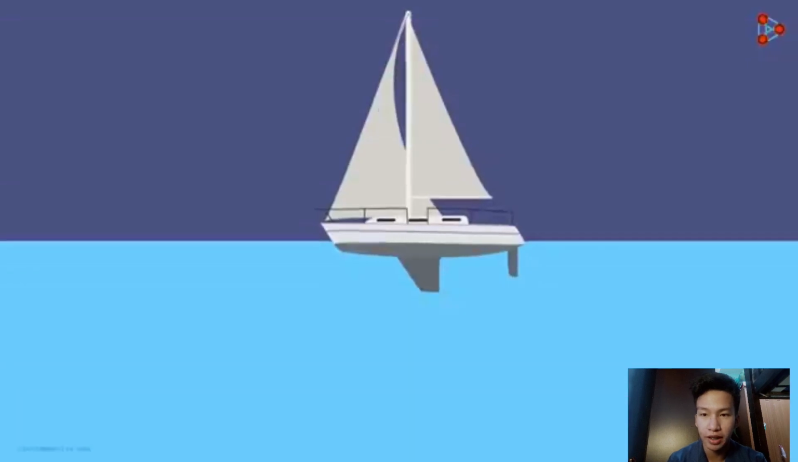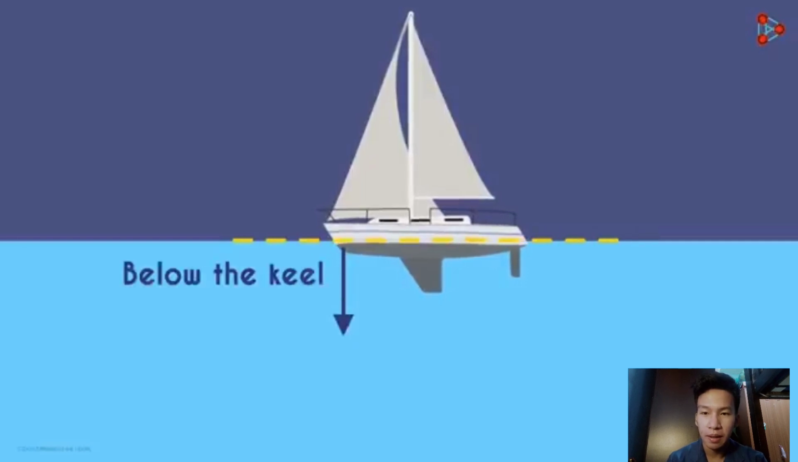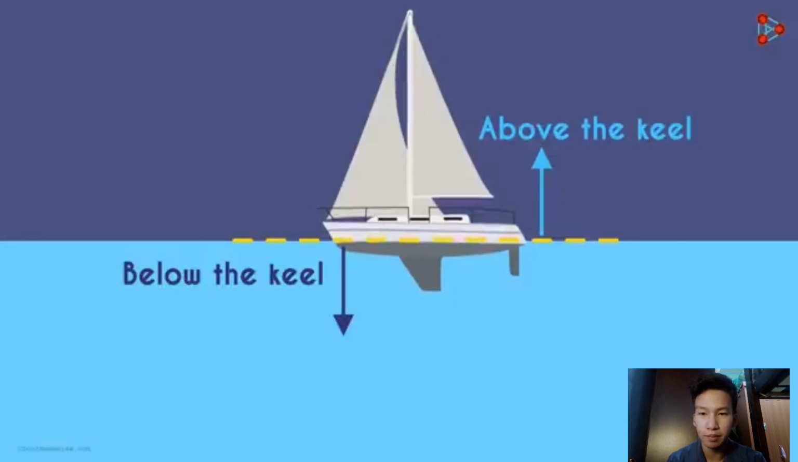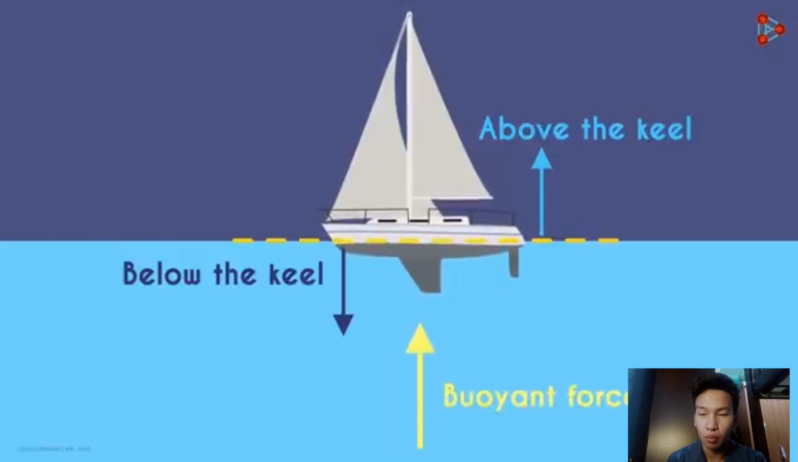Where is this principle applied? Can you think of an example? How do you think a large steel ship floats? It's simple. If the weight of the water displaced by the vessel below the keel is equivalent to the vessel's weight, then everything above the keel will remain afloat.